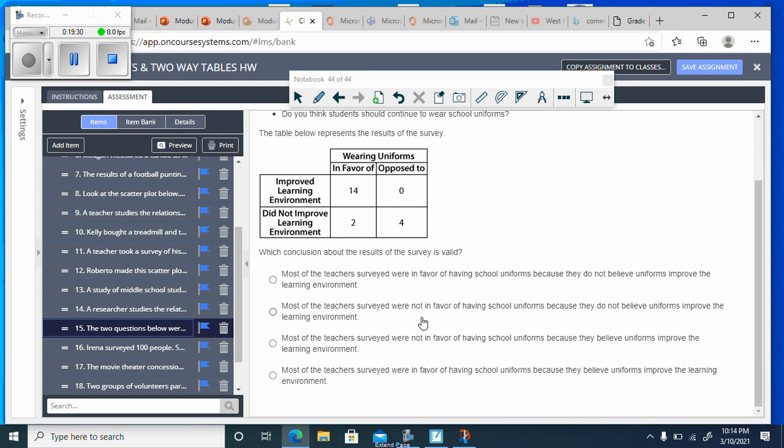Most of the teachers surveyed were not in favor. That's not true. Most were in favor. Most of the teachers surveyed were not in favor. Nope. Most of the teachers surveyed were in favor. Yes, okay. Of having uniforms because they believed it improved learning. Okay, that's where this is. In favor, improved learning.